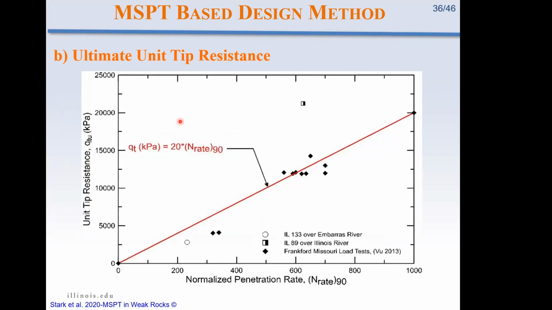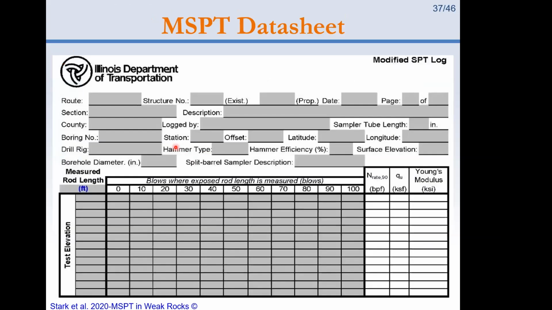Here's the tip resistance, same. We use directly the penetration rate at 90% energy multiplied by 20, and then we multiply little q sub t by the area of the tip. So IDOT has created a nice spreadsheet that is not only used for the data collection, but here is the design part of the spreadsheet.